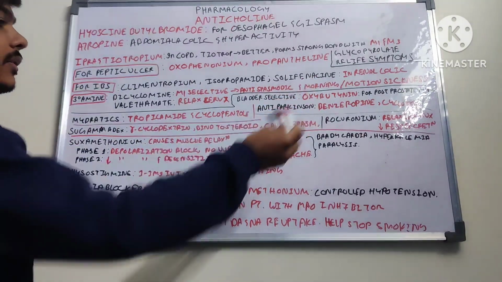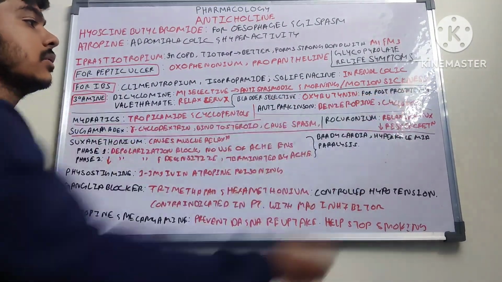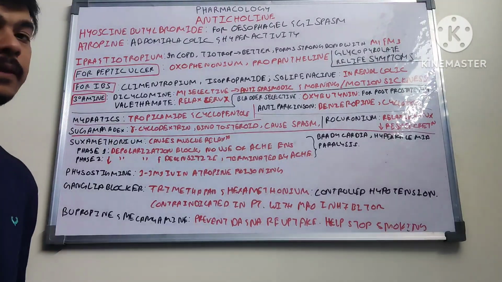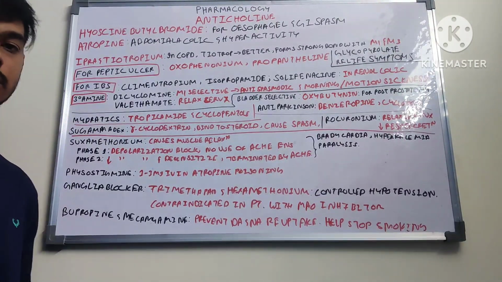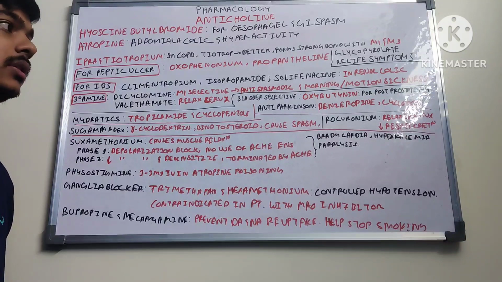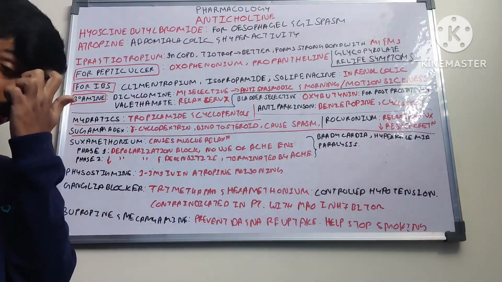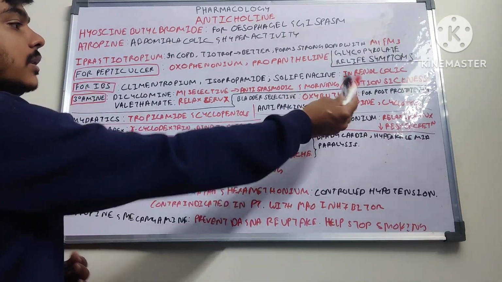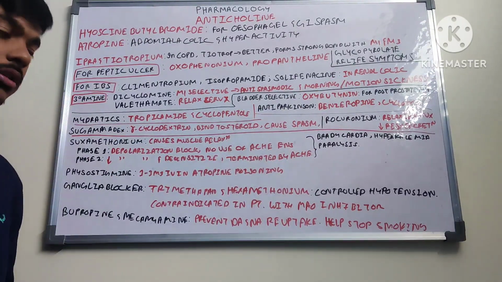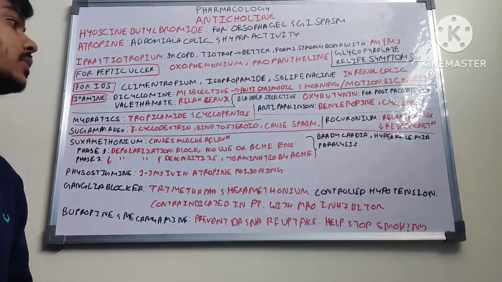Next is bladder selective. Oxybutynin, it is used post prostatectomy. When there is benign hypertrophy of the prostate, it has to be removed surgically. So after the operation, there are chances that there is urine retention taking place. So this is the bladder selective drug which causes contraction in the bladder and hence the urine is pushed out.